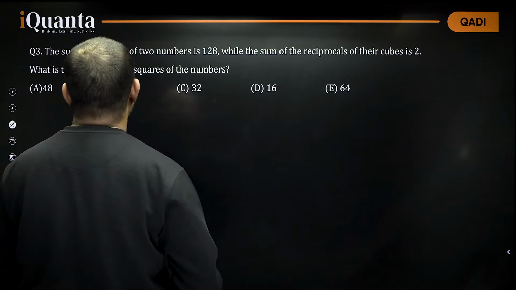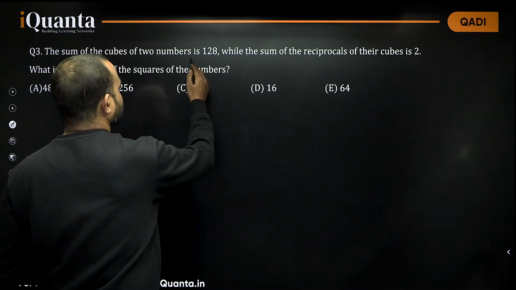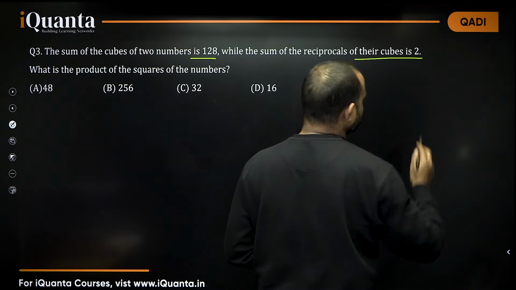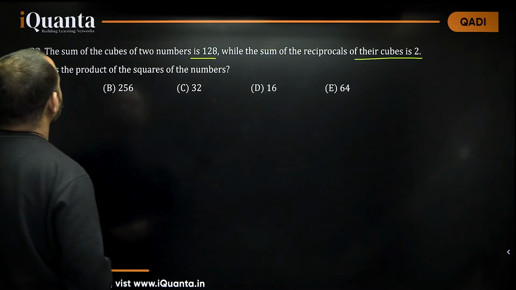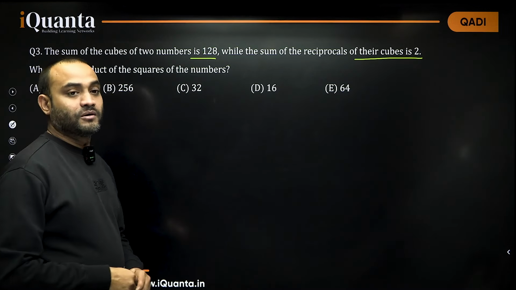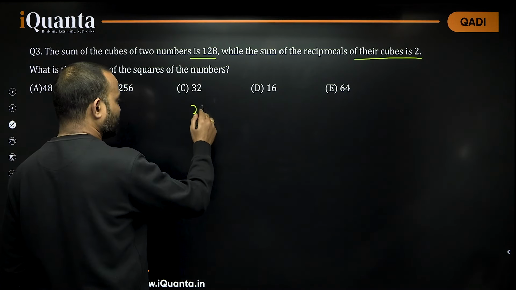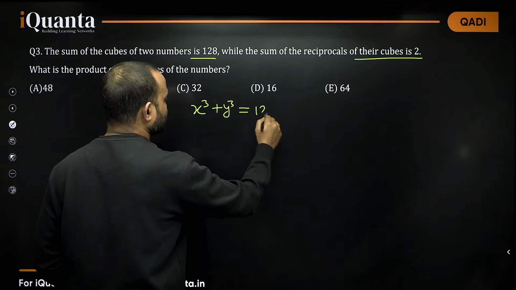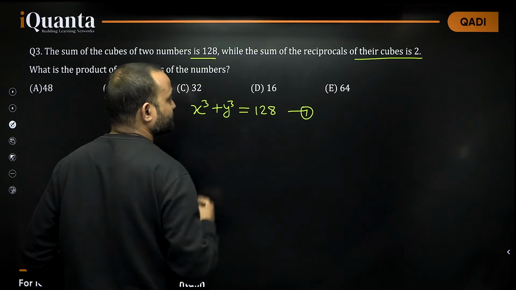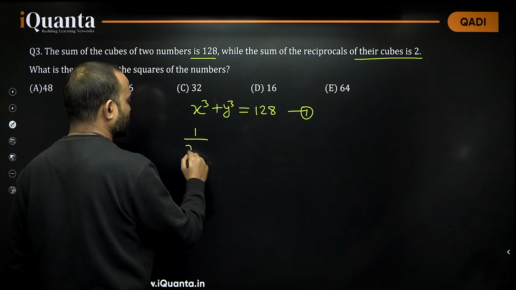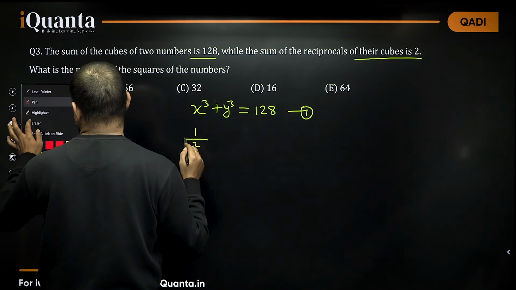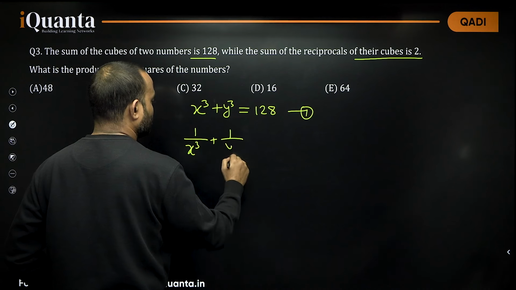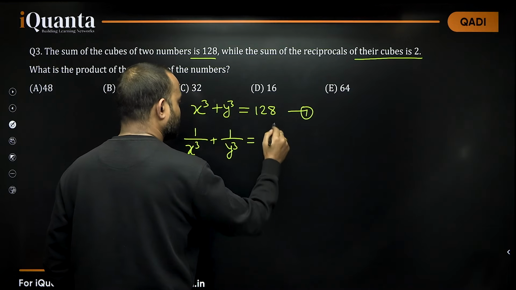Okay. The sum of the cubes of two numbers is 128, while the sum of the reciprocals of their cubes is 2. What is the product of the squares of the numbers? So if I take two numbers x and y, so x cube plus y cube is given, which is 128, and then sum of the reciprocals of their cubes, means 1 upon x cube plus 1 upon y cube, that is also given, which is equal to 2.